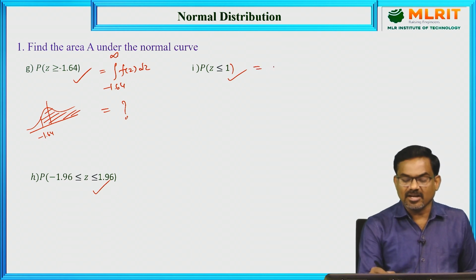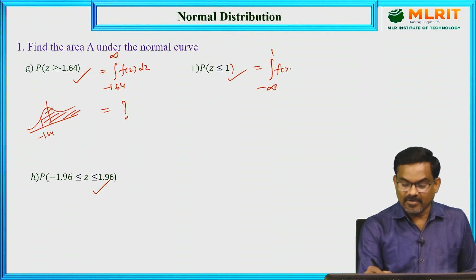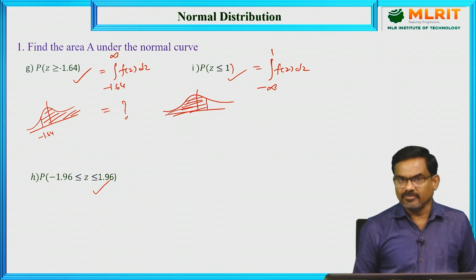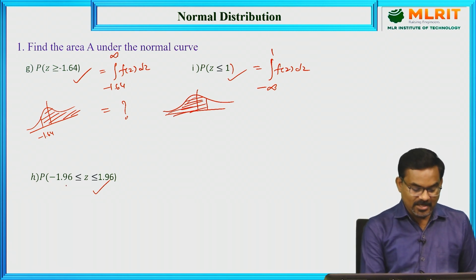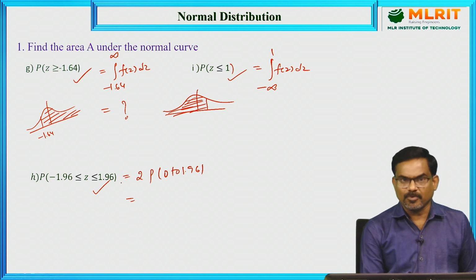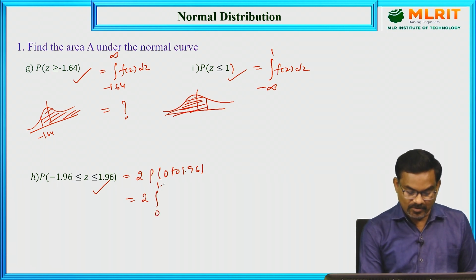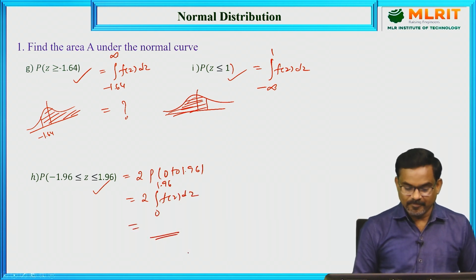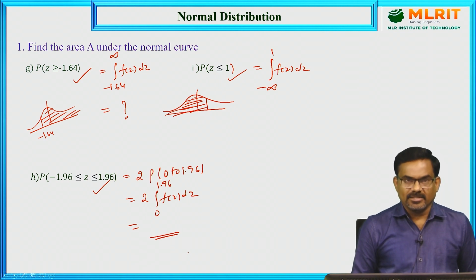Similarly, here z less than or equal to 1, that means the integral from minus infinity to 1 of f of z dz. So draw the graph and denote the point. This left side region will obviously be greater than 0.5. Similarly, the value that lies between these two is equal to 2 times the probability from 0 to 1.96, since the corresponding negative value equals the corresponding positive value. So 2 times the integral from 0 to 1.96 of f of z dz. This value you can find using the standard normal table. So these 3 problems are given for practice.